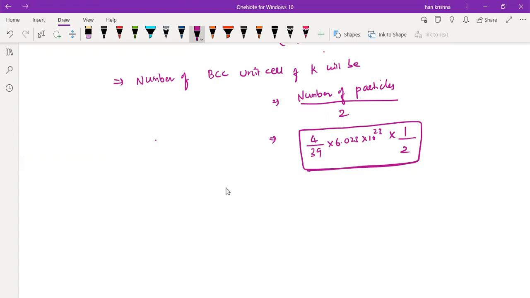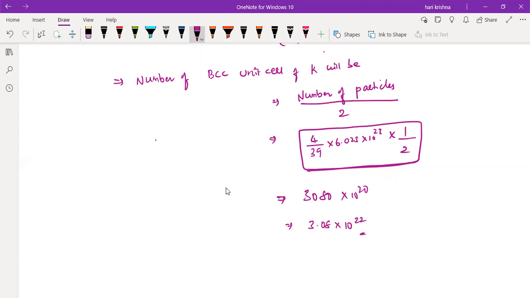Sir, I got 308 into 10 power 20. Into 10 power 20, okay. You can write it as 3.08 into 10 power... No, the actual answer is 3.0 into 10 power 22 only. Please check it once again.